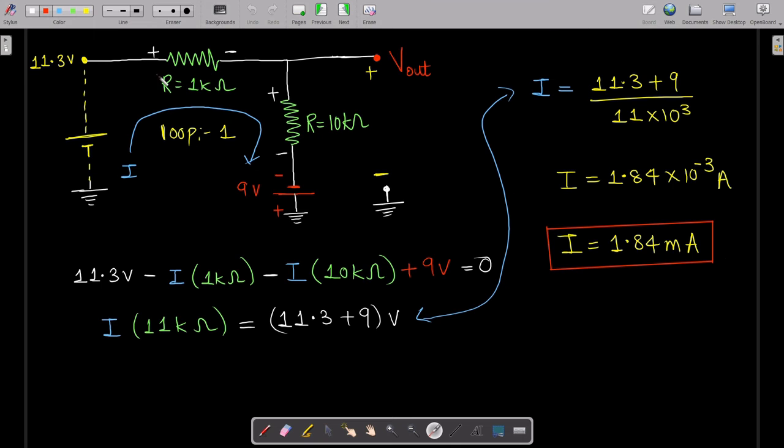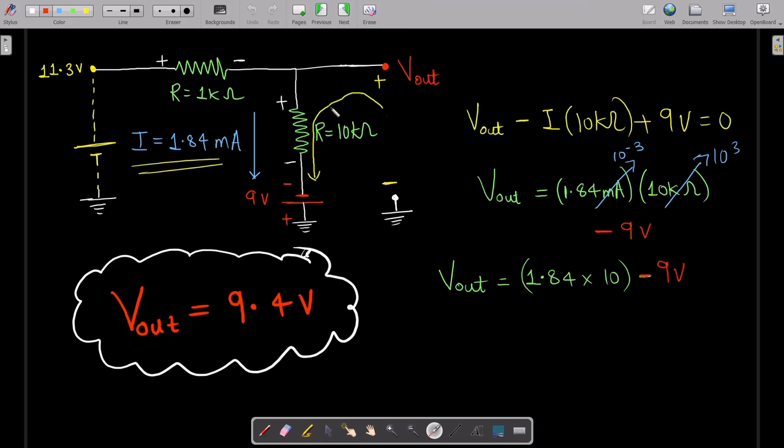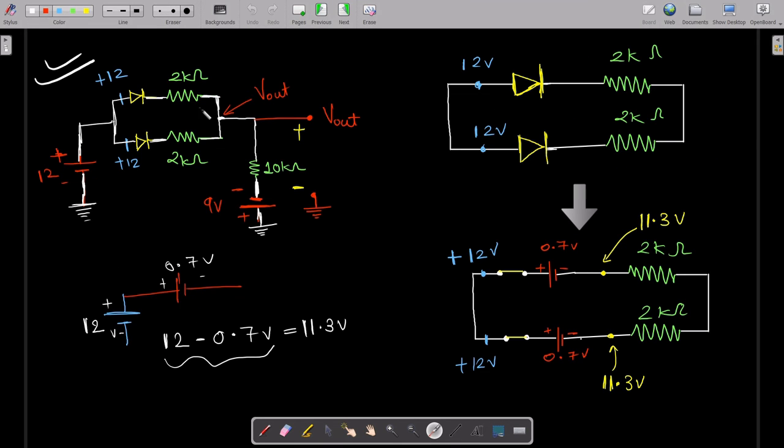Okay, getting my point? This was 1 kilo ohm and this was 10 kilo ohm, and then we applied KVL in this loop 1, and we got the value of current I as 1.84 milliampere. Then we applied KVL to this output loop, and we got the value of V out as 9.4 volts. So I hope you understood how we apply this concept of KVL to find the value of V out, and you understood this diode circuit as well.